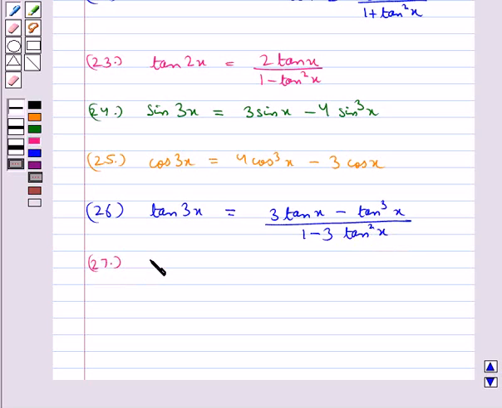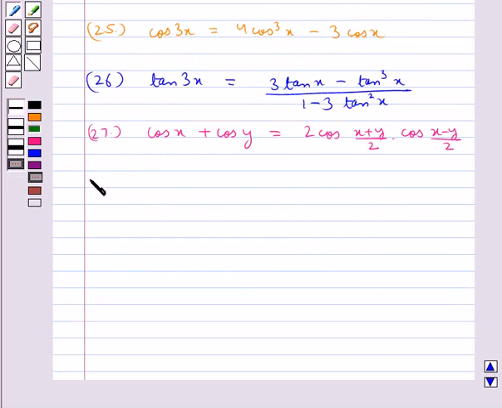Next is cos x + cos y = 2 cos((x + y)/2) cos((x - y)/2). Next identity is cos x - cos y = -2 sin((x + y)/2) sin((x - y)/2).